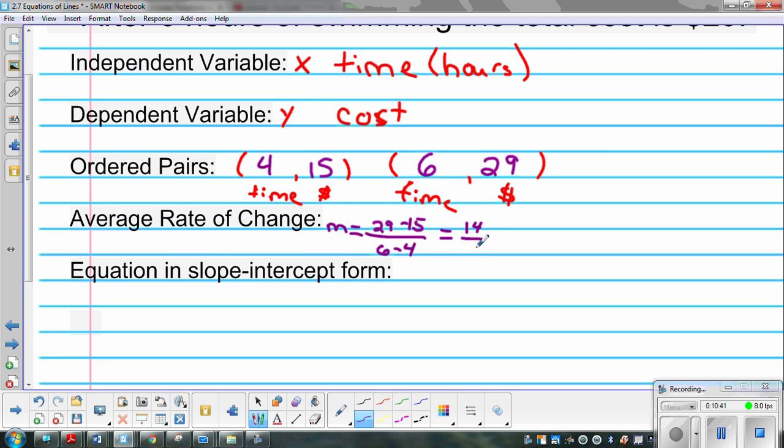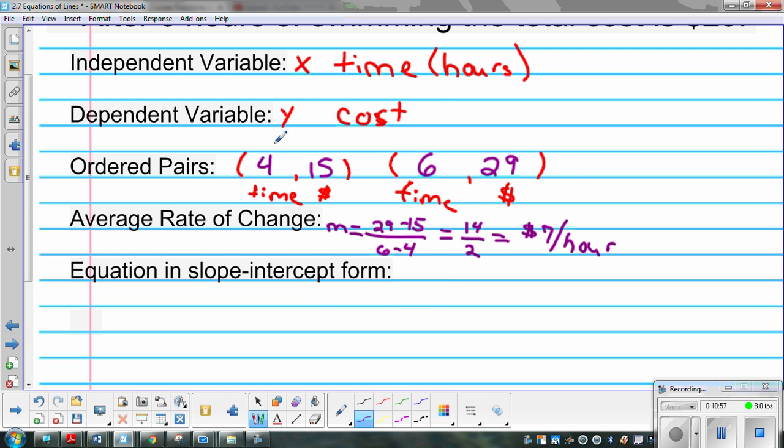And on the bottom, 6 minus 4 is 2. 14 divided by 2 is 7. 7 what? $7 per hour. So now, let's take all that information and write the equation in slope-intercept form.